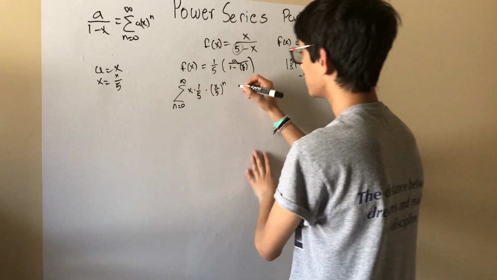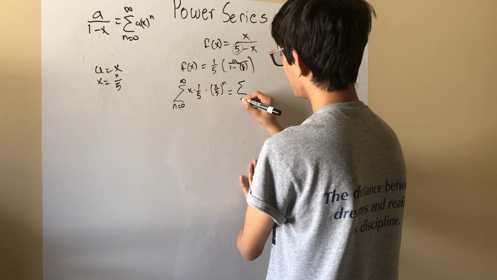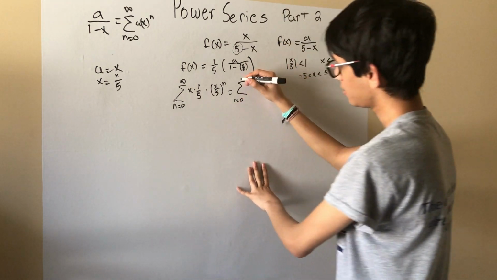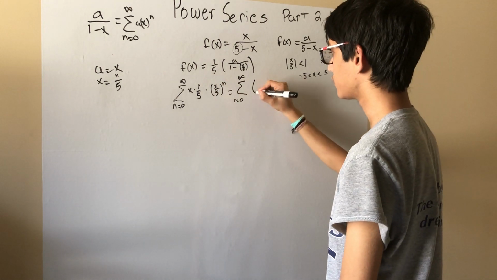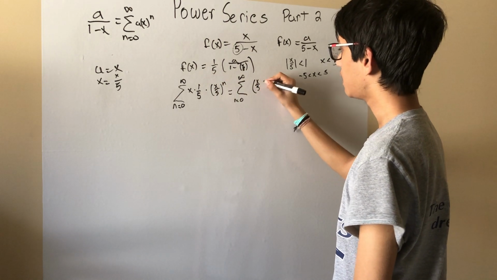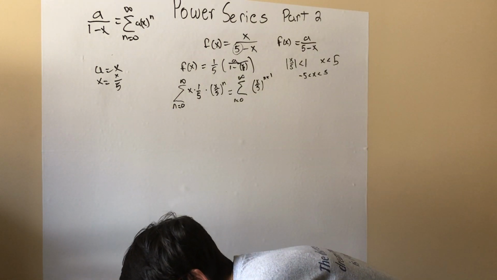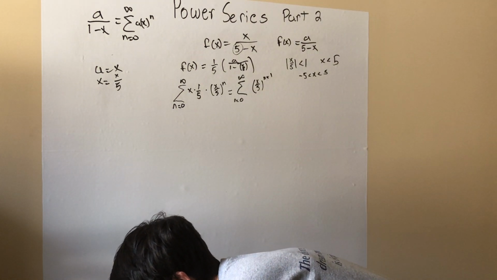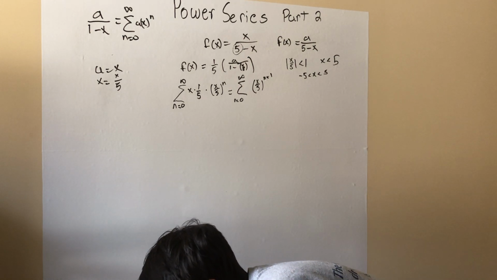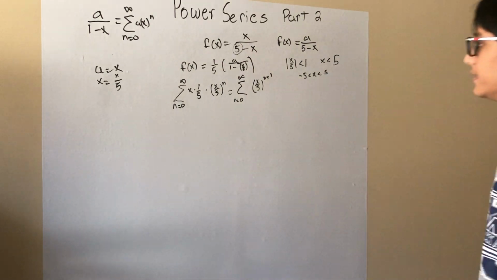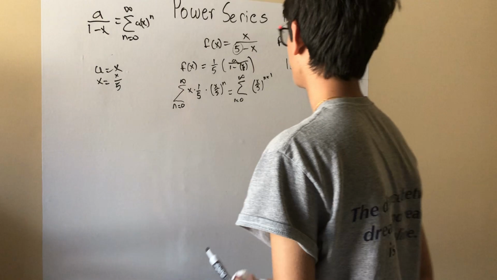So now you can rewrite this as the sum from n equals 0 to infinity of, since there's a 1 over 5 and an x, this is equal to x over 5 to the n plus 1. See, that wasn't too hard. Now we're going to be going on to the harder part of this.